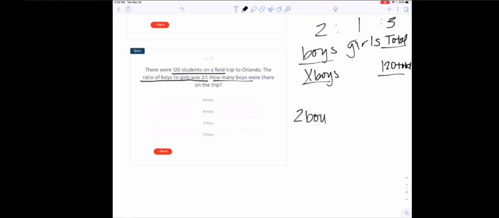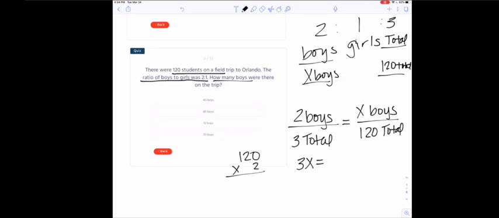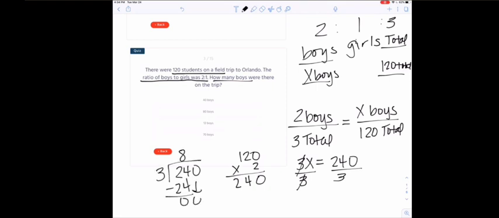So the first fraction, remember, it comes from our ratio. So 2 boys out of 3 total is equal to x boys out of 120 total. Okay, let's cross multiply. 3 times x is 3x. 2 times 120, let's multiply. 0, 4, 2 is 240. I'm going to divide by 3 so I can isolate the x. 240 divided by 3. 3 goes into 24 8 times. 3 times 8 is 24. I have to bring down that 0. I'm done. X equals 80 boys. And that's our answer.